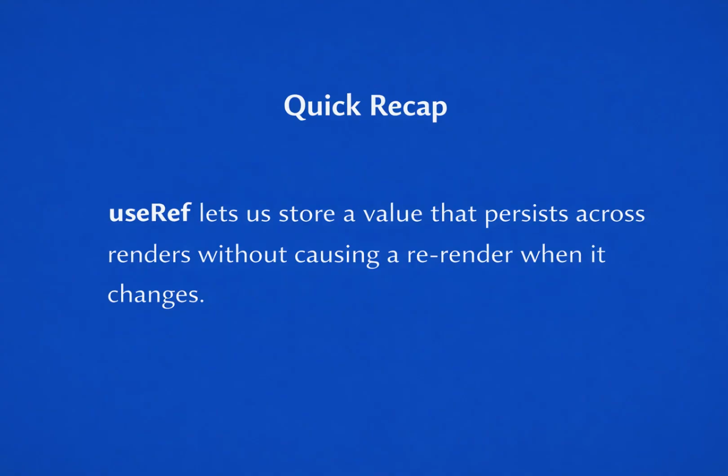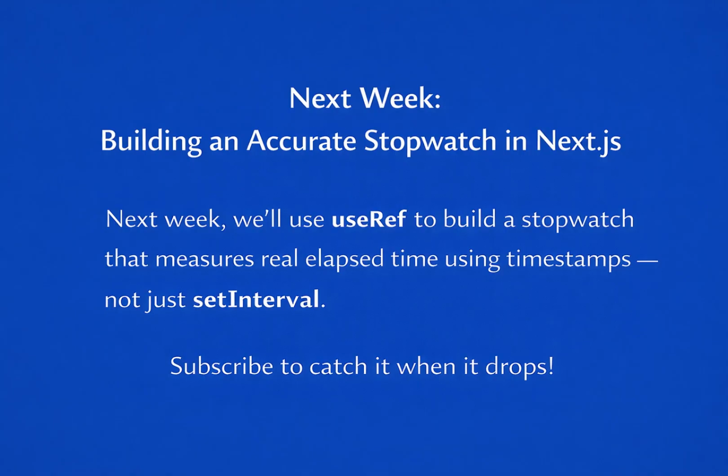So today, we saw what useRef returns, a stable object with the current property. We saw that updating current does not trigger a re-render, and we proved that by running real code in the browser. If a value should change what the UI displays, use state. If it shouldn't trigger a re-render, a ref may be the right tool. Next week, we'll build an accurate stopwatch in Next.js. Instead of relying on setInterval, we'll use timestamps and useRef to measure real elapsed time.